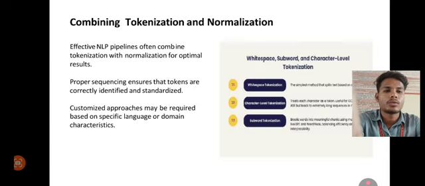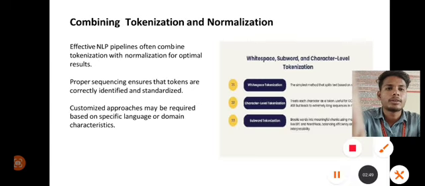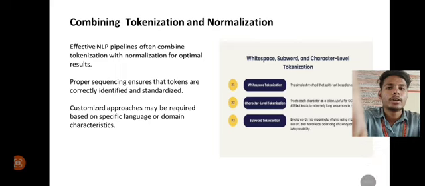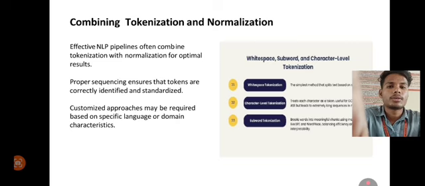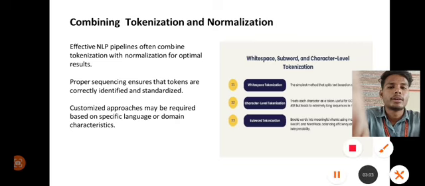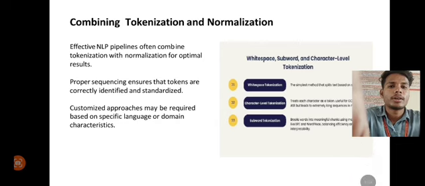The next slide goes to combining tokenization and normalization. Effective NLP pipelines often combine tokenization with normalization for optimal results. Proper sequence ensures that tokens are correctly identified and standardized. Custom approaches may be required based on specific language or domain characteristics.